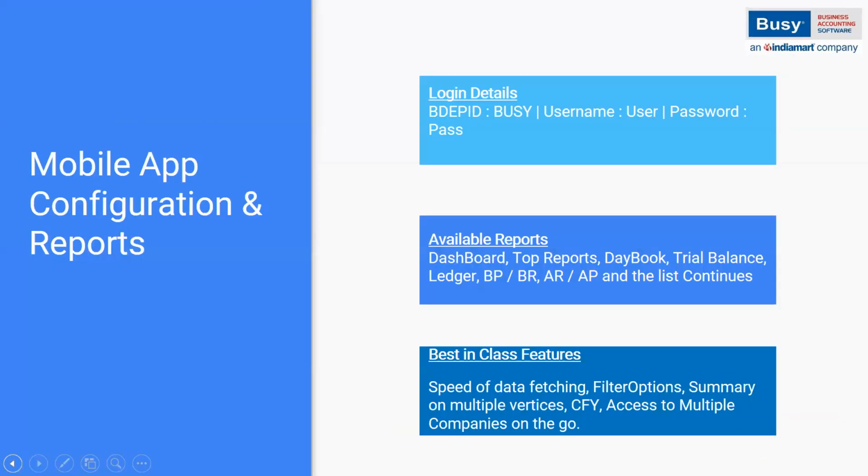Then when the data is uploaded, how are you going to connect and view? You will be using your CloudSync mobile app. You will log in using your BDAP ID, username and password. You will be able to see the available reports. Right now, there are some important reports like dashboard, top reports, day book, trial balance, ledger, bills payable, bills receivable, amount receivable, amount payable, and a few other reports.